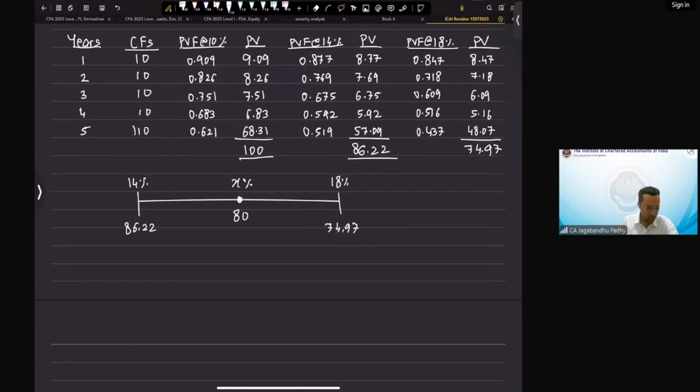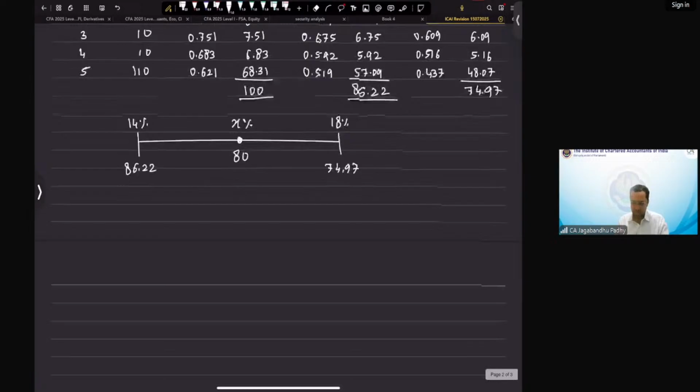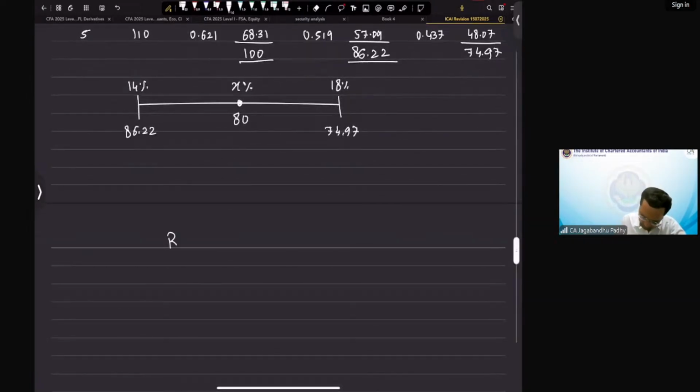Now, how are we going to get this particular X%? It is quite obvious that the rate X is going to be between 14 and 18. We want to know what that percentage is. So essentially what we do over here is write down the rate and the present value. At 14%, it is 86.22, and at 18%, it is 74.97.